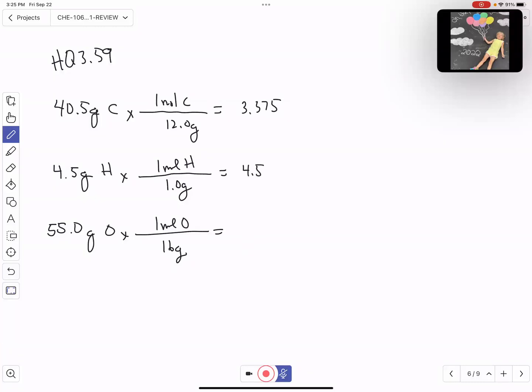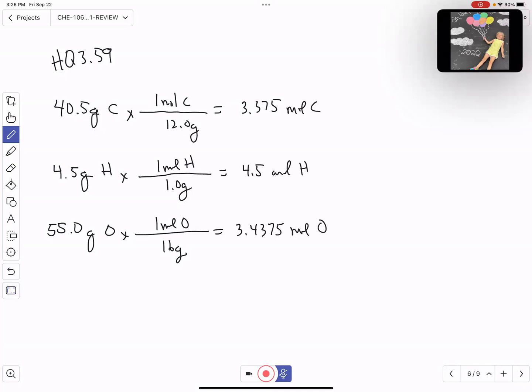And I think this one came out to be like 3.4375. All right, 55 divided by 16. That's definitely when you can tell we did this in class. I remember the exact number here. Moles carbon, moles hydrogen, moles oxygen, right?